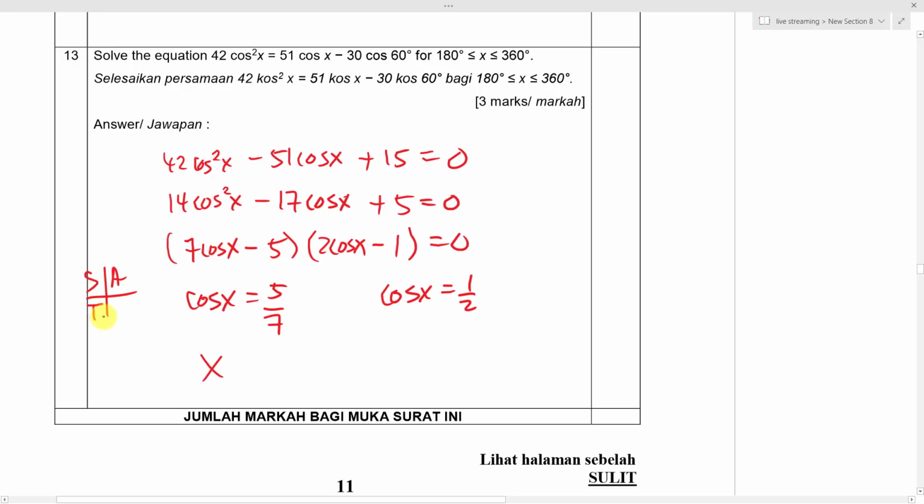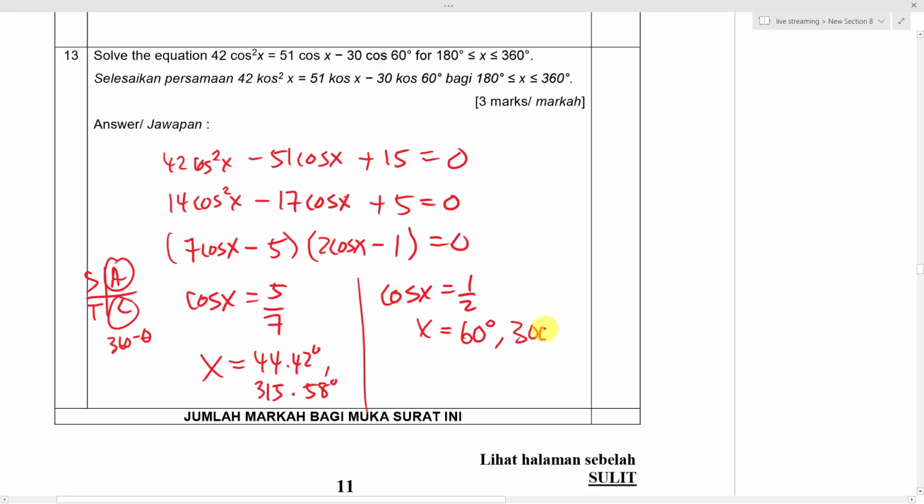Add sugar to coffee: cos is positive in the first and fourth quadrants. Fourth is 360 minus theta. Then I can find my angle by using the calculator: 5 over 7 gives 44.42, the first answer, and 360 minus my answer is 315.58. This one is 60 degrees, and this one is 300 degrees. Isn't it? This one should be okay. Yeah, it's positive 15. Alright, so let's move on.